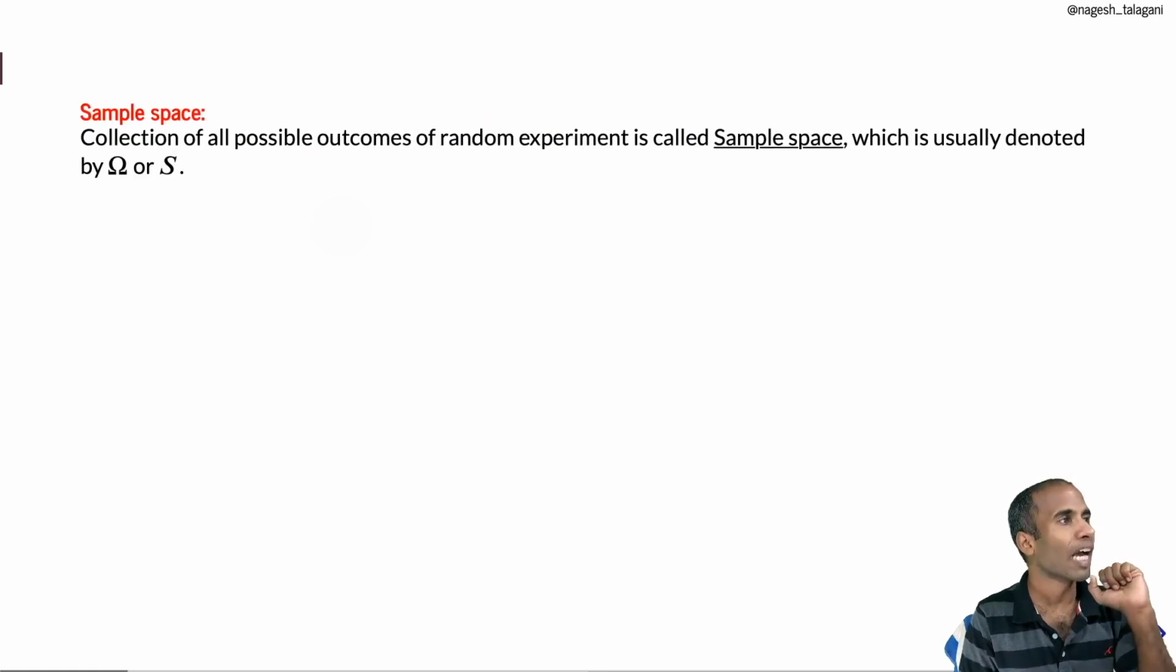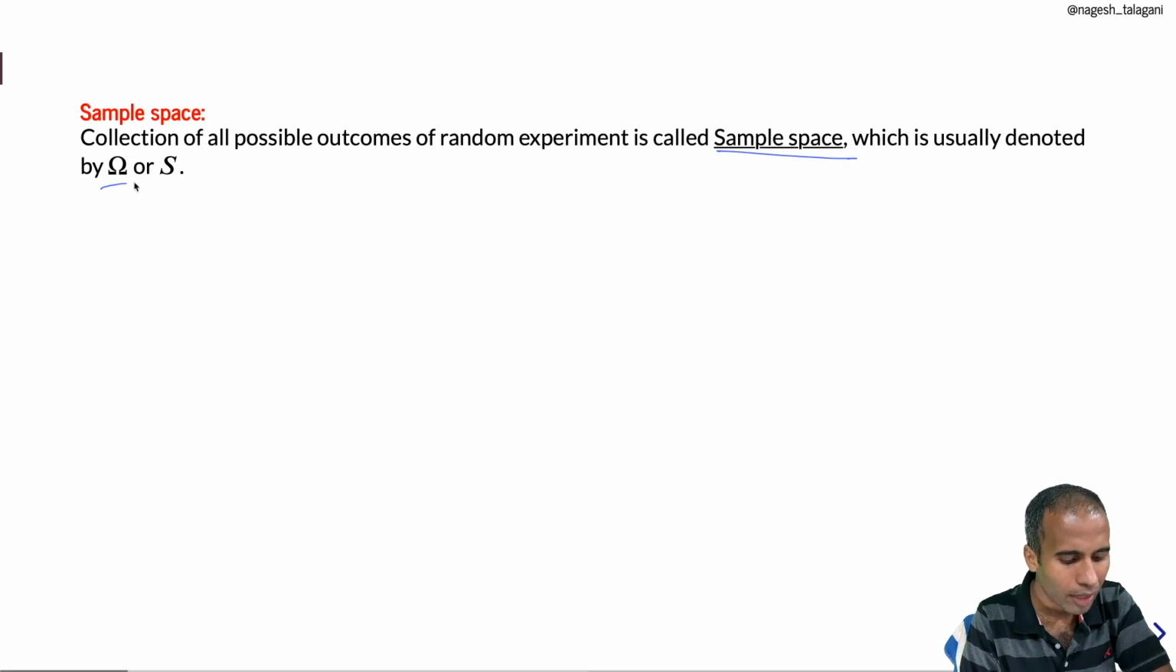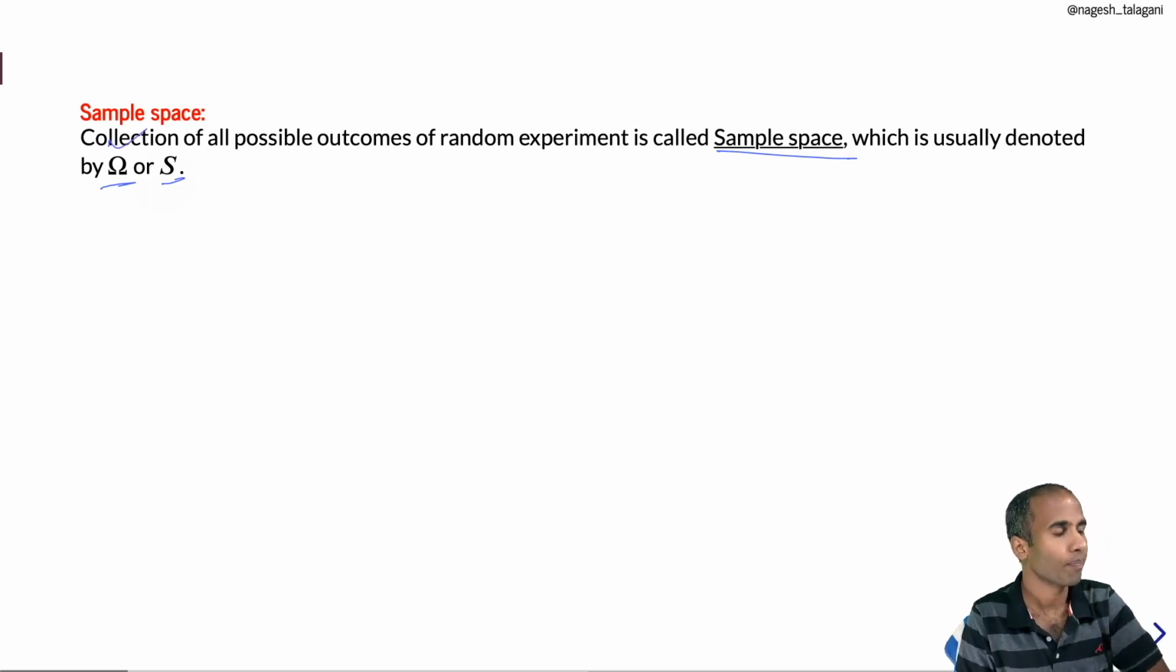First component, sample space. For a random experiment under consideration, the set of all possible outcomes of the random experiment is called the sample space, which is usually denoted by omega or capital S. And we mostly denote it by omega.